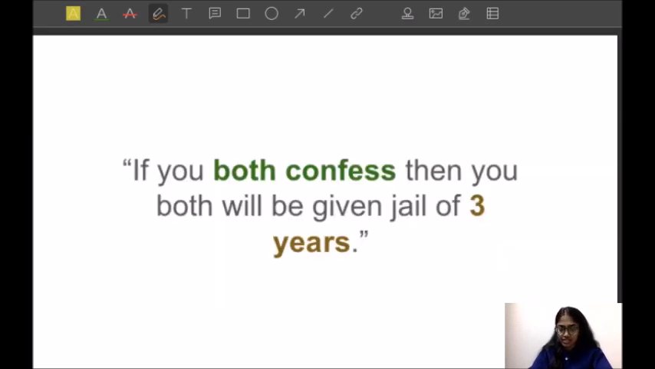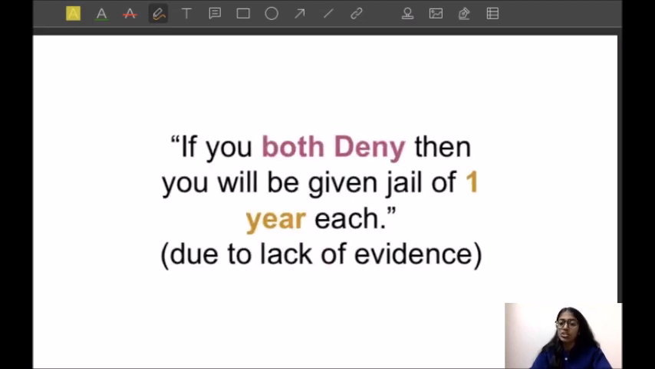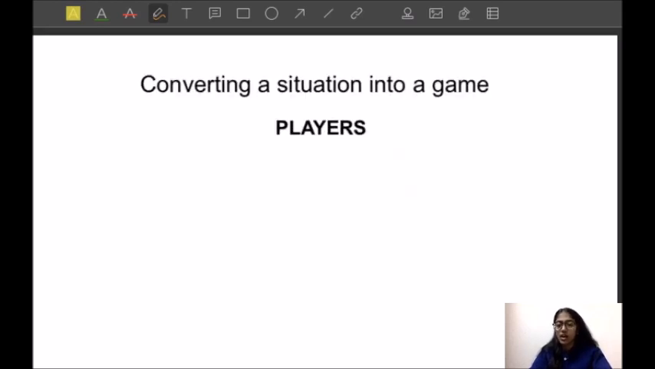The next deal is if they both confess, that is, both Jim and Jane confess to the crime, they will be given jail of 3 years. But if they both deny the crime, then they'll be given jail of only 1 year since there is lack of evidence. So, now let's convert this situation into a game.